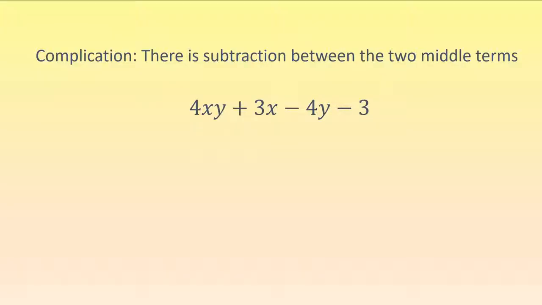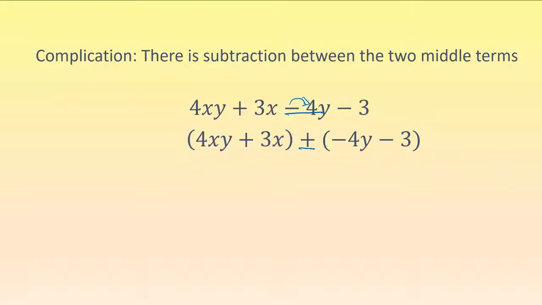Here's an example that's a little more complicated. We have a subtraction sign in the middle. And that means that when we group it up into parentheses, we need to let this negative go with the 4y, because that's the term that follows it. And then we have to insert a plus sign here so that it doesn't look like multiplication. Okay, so now we've got it fixed and we can do regular factoring by grouping.